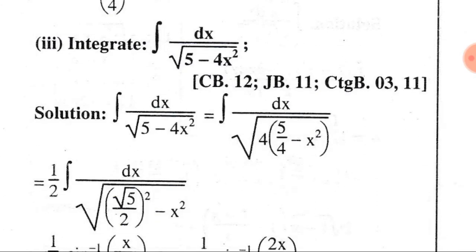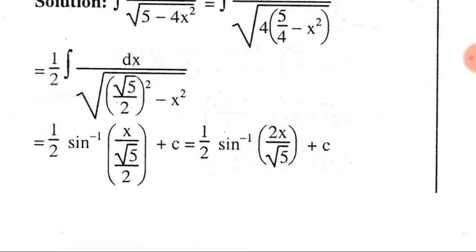Dear audience, in the third integral of problem number 29, first of all we have to take the 4 as common to make x square free from coefficient, and applying the distribution law we get integration dx whole divided by square root of 4 times of 5 by 4 minus x square. And here we can write sine inverse x by a. That means a is here root over 5 by 2. And after calculation, we get half sine inverse 2x by root over 5 plus c, where c is the integral constant.